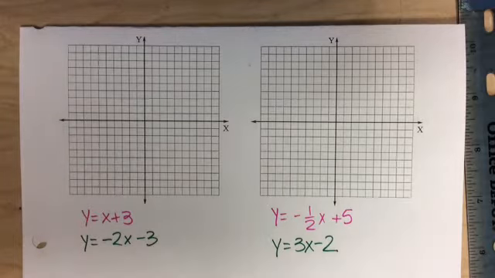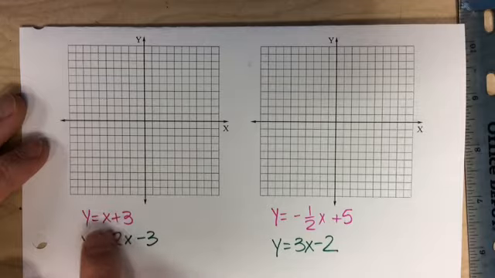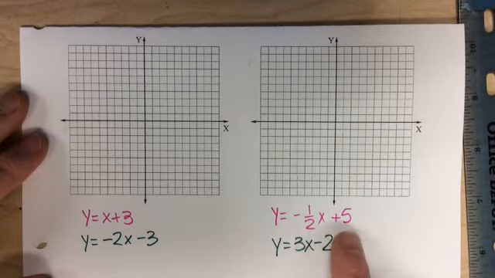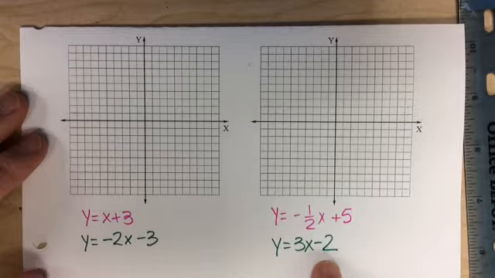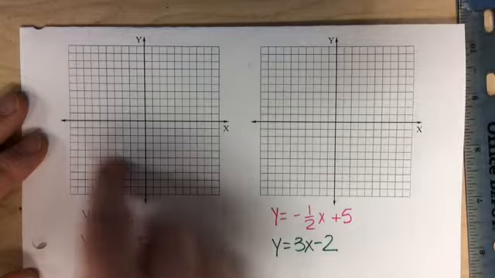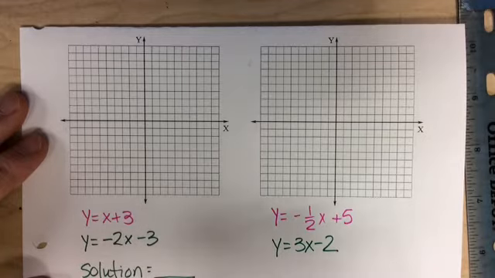Now you have 2 more graphs on the back of the graphs that I gave you to put in your composition book. And on those 2, I'd like you to do practice problems. The first practice problem is y equals x plus 3 and y equals negative 2x minus 3. The second practice problem is y equals negative 1/2 x plus 5 and y equals 3x minus 2. So you're going to take these 2 lines, graph them on the same coordinate plane, and you're going to write down your solution. And the solution is the point where they cross, and write that as an ordered pair.